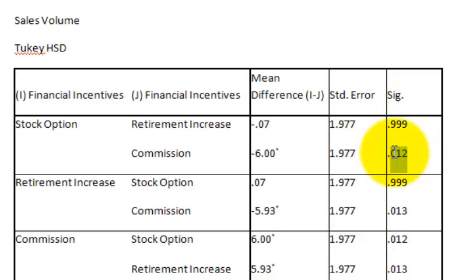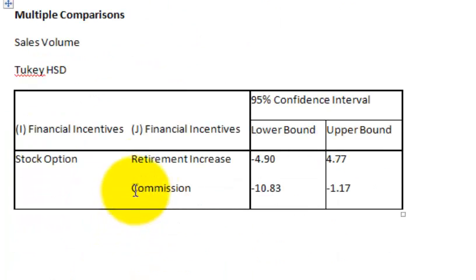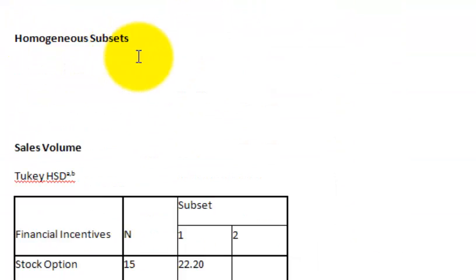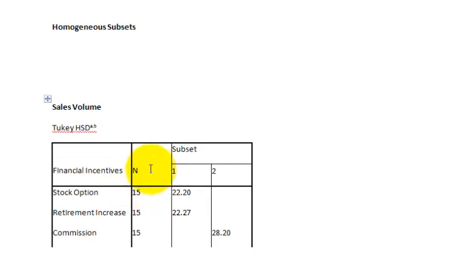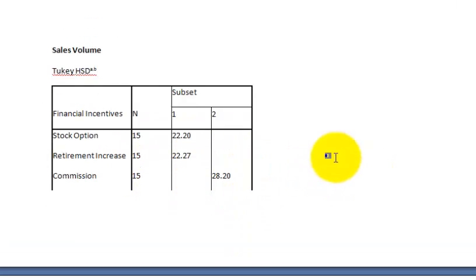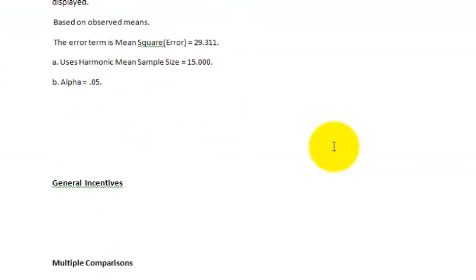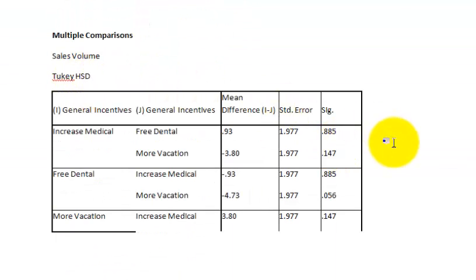But this is how you tell where the significant difference is, right? Because the significance level is less than 0.05. That means there's a difference between this guy and that guy. And there's another one that's less than 0.05. So between retirement and commission, there's a significant difference. And commission and everything else. So I don't need confidence intervals for this one. I do not need homogeneous subsets. So when you cut and paste this stuff from SPSS, don't give me these boxes that I really don't need, okay? So here's a Tukey test.